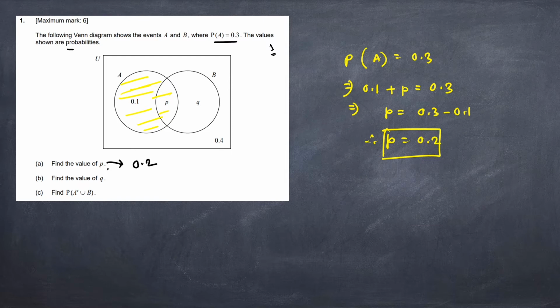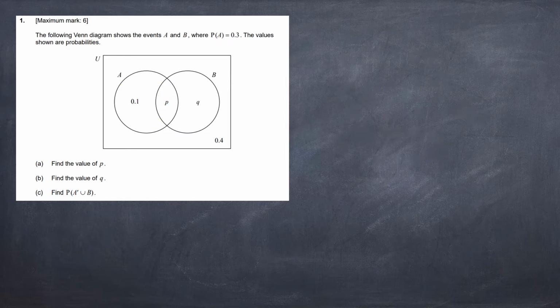Now we will move towards the next question. Find the value of Q. As you can see, this is the Venn diagram and all the values are in probabilities. Then we can say this value plus this value plus this value plus this value is equal to 1 because it is in probability. So we can write 0.1 plus P plus Q plus 0.4 is equal to 1 because all the values are in probability.